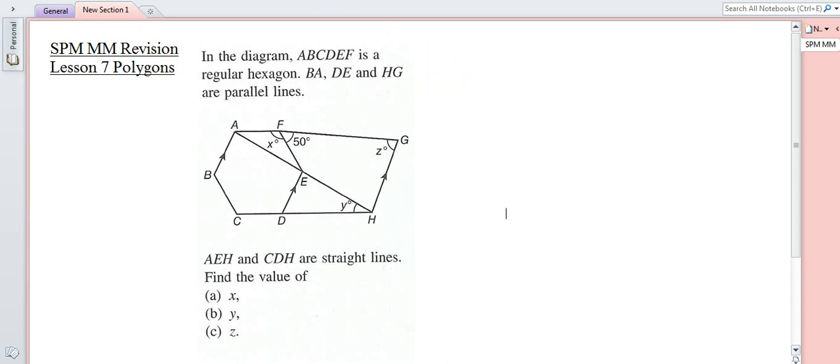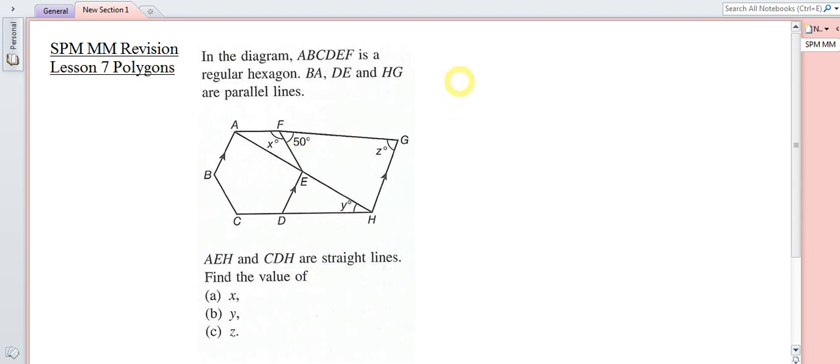Okay, let's try one more question. ABCDEF is a regular hexagon. ABCDEF, regular hexagon, all same length, and the interior angles will be the same. Okay, BA, DE, HG are parallel lines. AEH and CDH, these two are straight lines. Find the value of x.